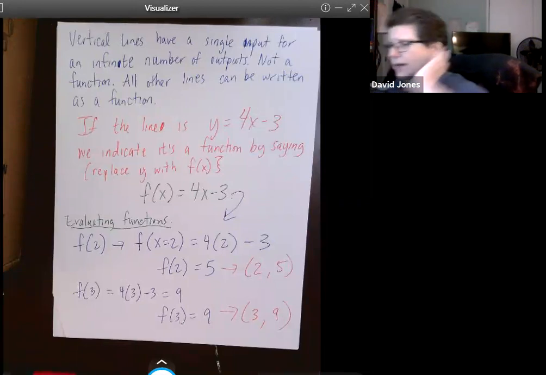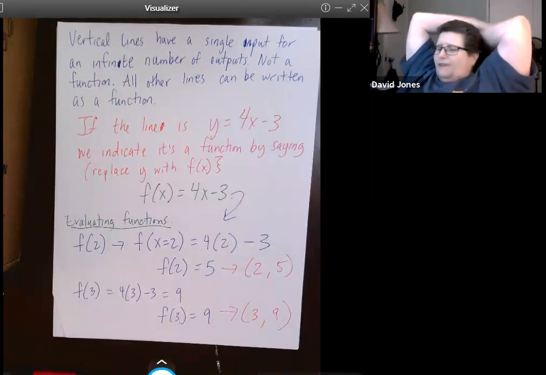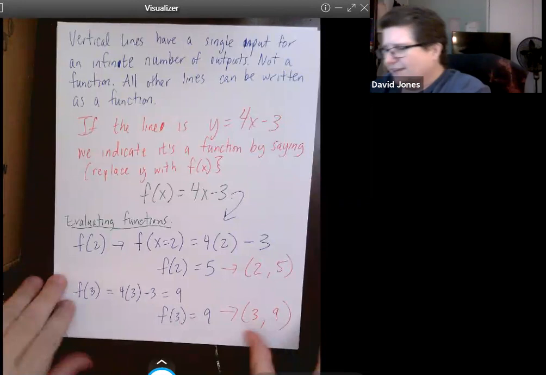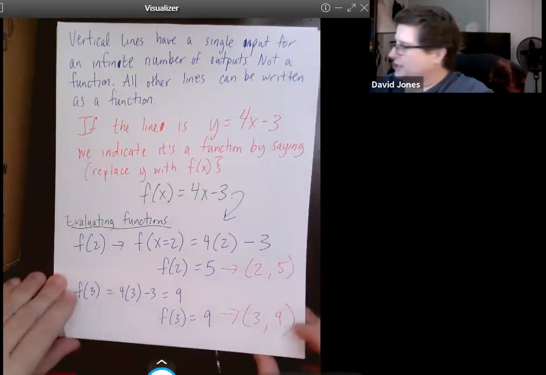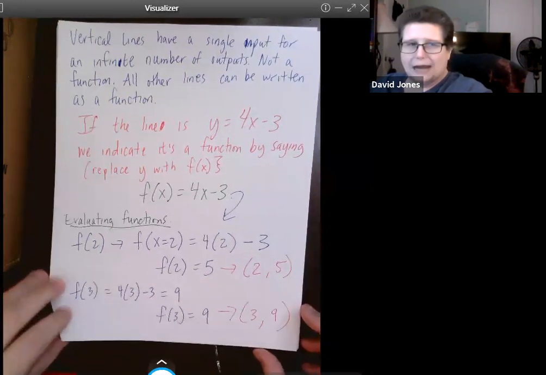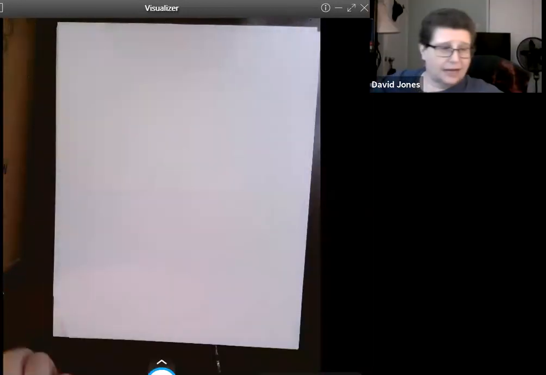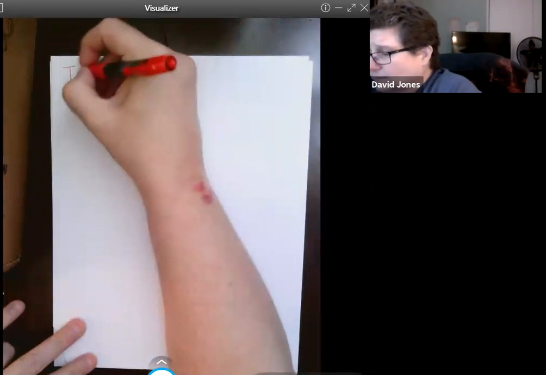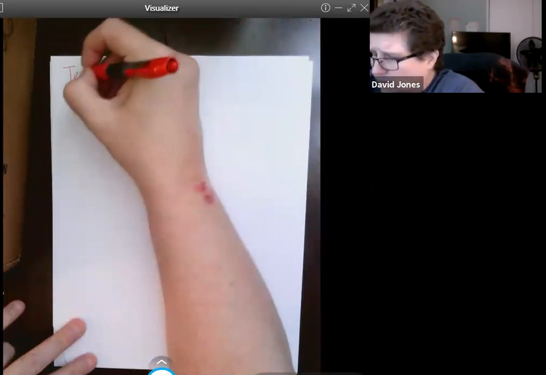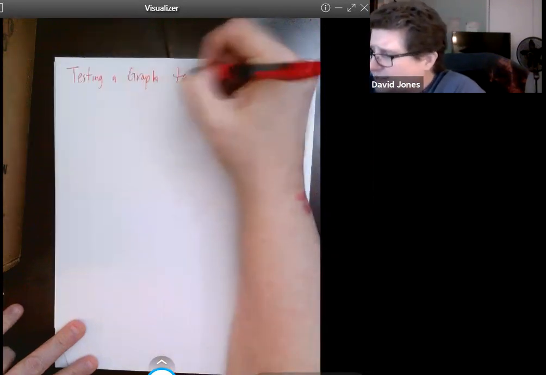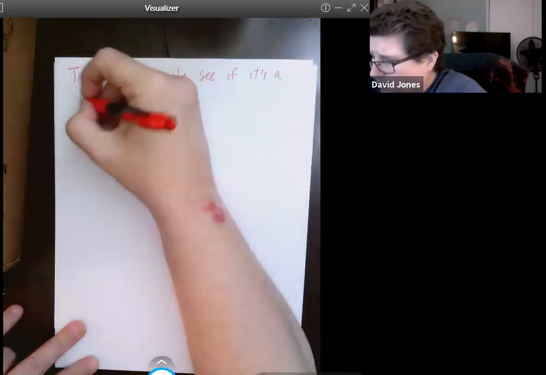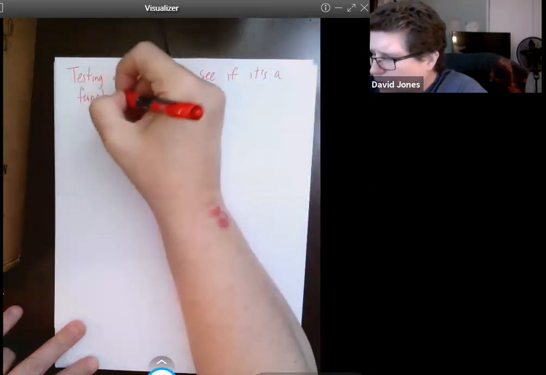So I said vertical lines have a single input and an infinite number of outputs. They're not a function. Every other line can be written as a function. We have a test for a graph. If you have a graph and want to test to see if it's a function, we use the vertical line test.